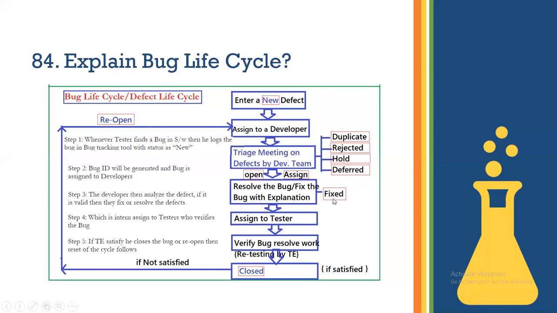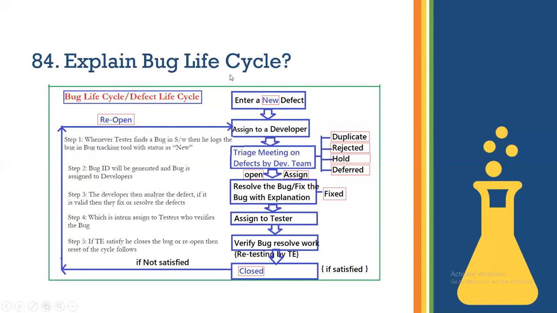Once the bugs are resolved, they are assigned to the tester, who verifies the bug resolution work, which is called retesting. If the tester is satisfied with the defect resolution work, he gives the status as closed. If not satisfied, he assigns it again to the developers with the status reopen. That is the bug life cycle, from defect identification to closed.